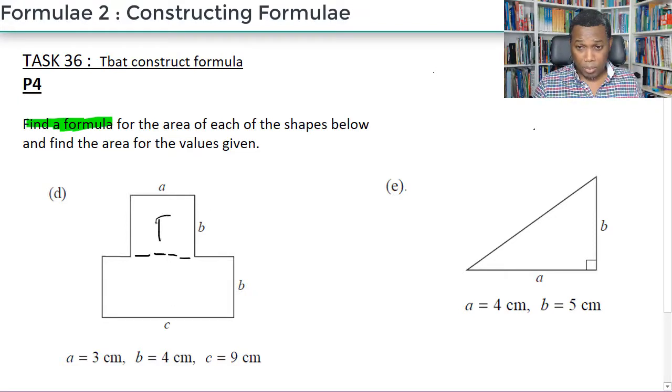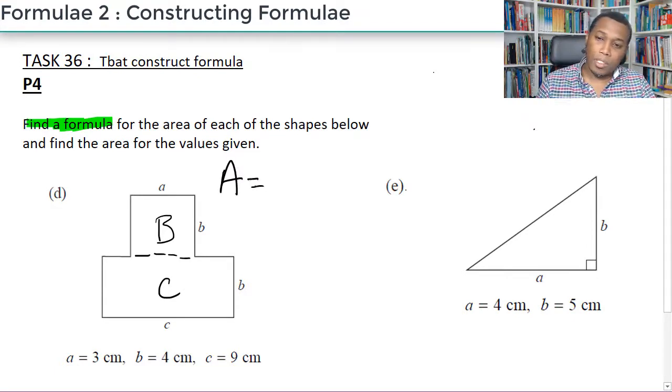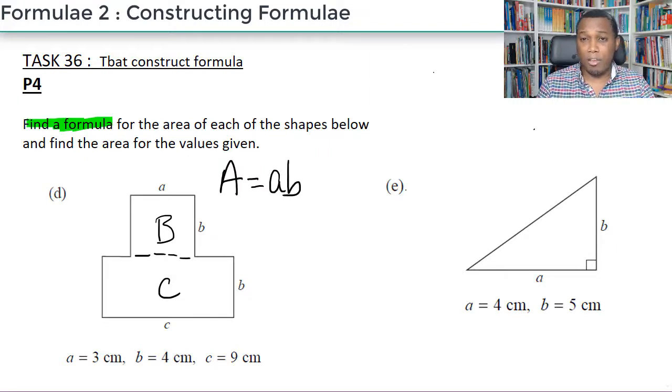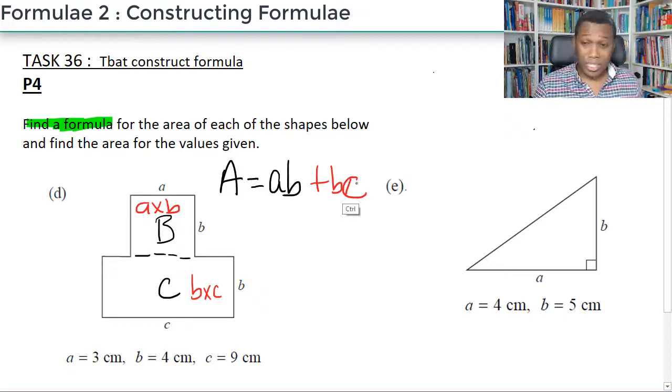So I will call B and I'll call this C. And then for area, it's going to be the area of B, so A multiplied by B. That's what the area of B is going to be, A multiplied by B. And I'm going to add the area of C, and that's going to be B multiplied by C, so plus B multiplied by C. I almost wrote the multiplication sign. Don't need it. It's algebra.